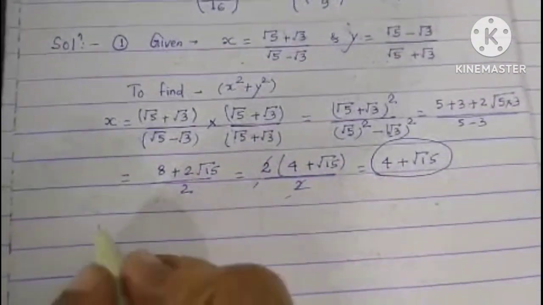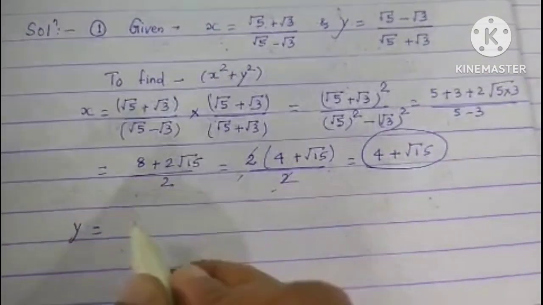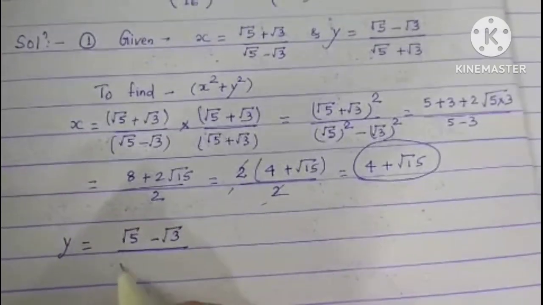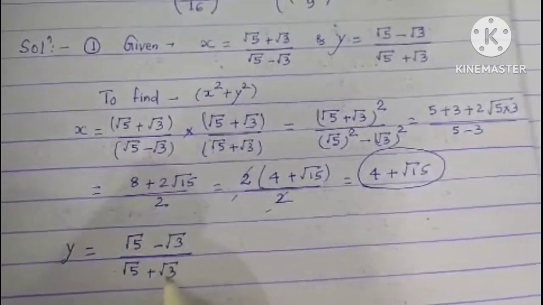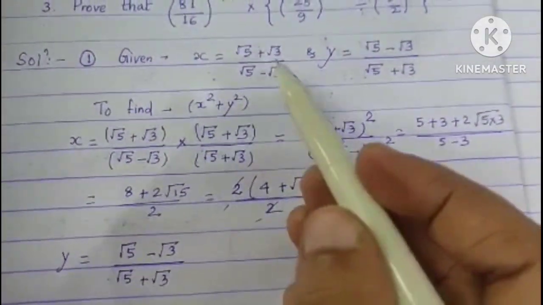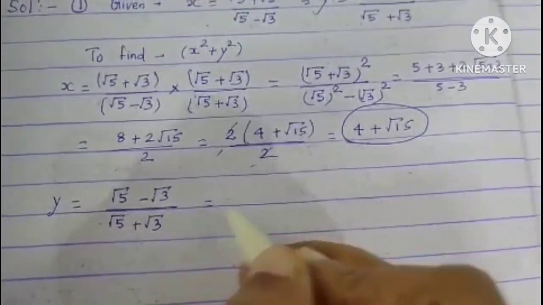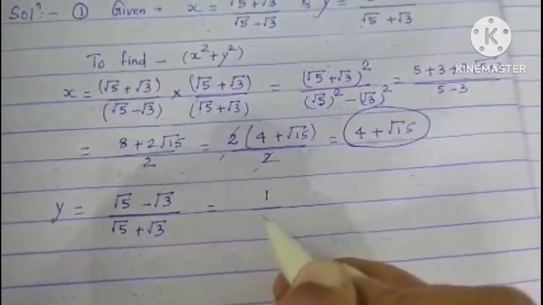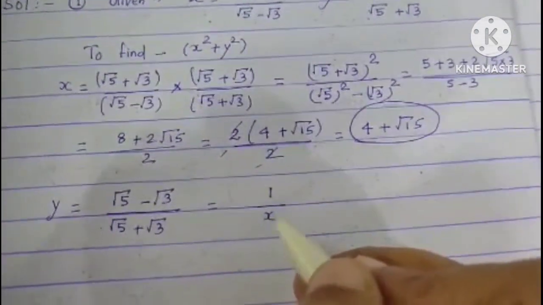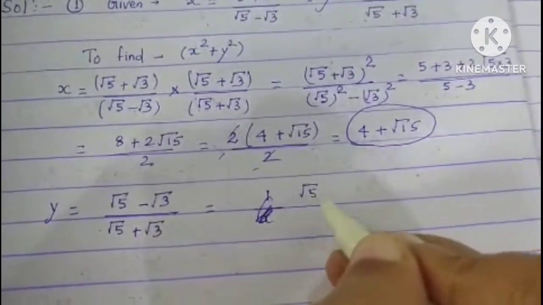Now similarly we will find the value of y. What is y? y is equal to root 5 minus root 3 by root 5 plus root 3. Actually this is the inverse of root 5 plus root 3 by root 5 minus root 3. So we can directly write it like this, that y is equal to 1 by x. Or if you don't want to write this, then leave it. You can solve directly. We will directly rationalize it.